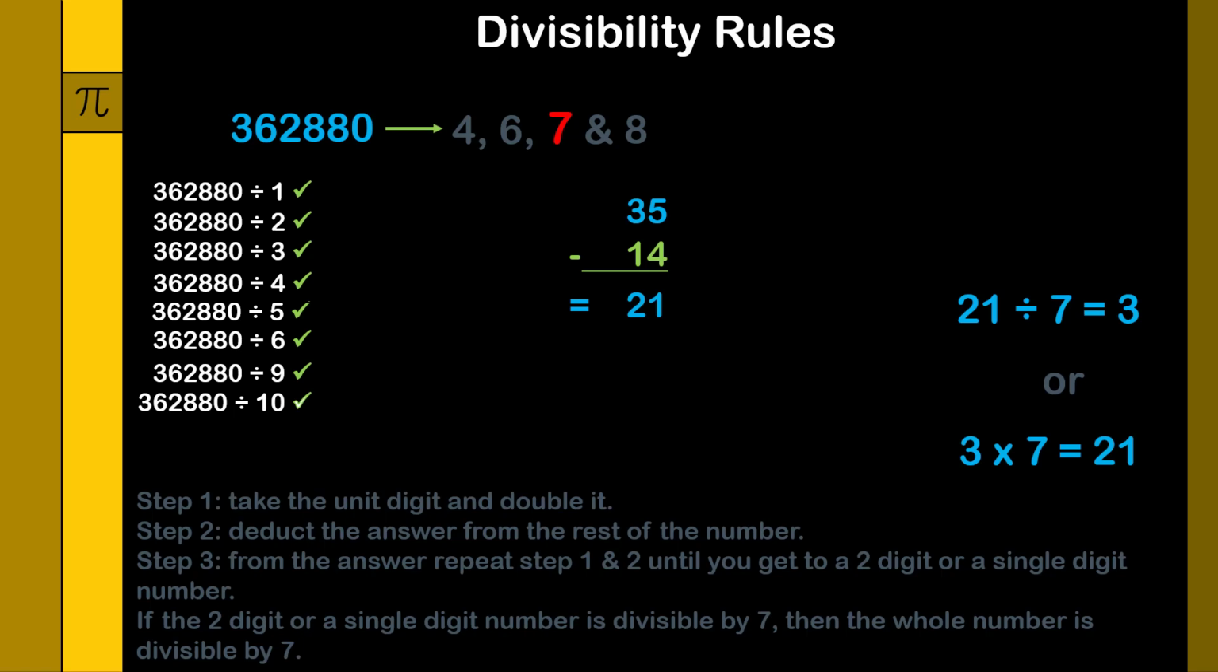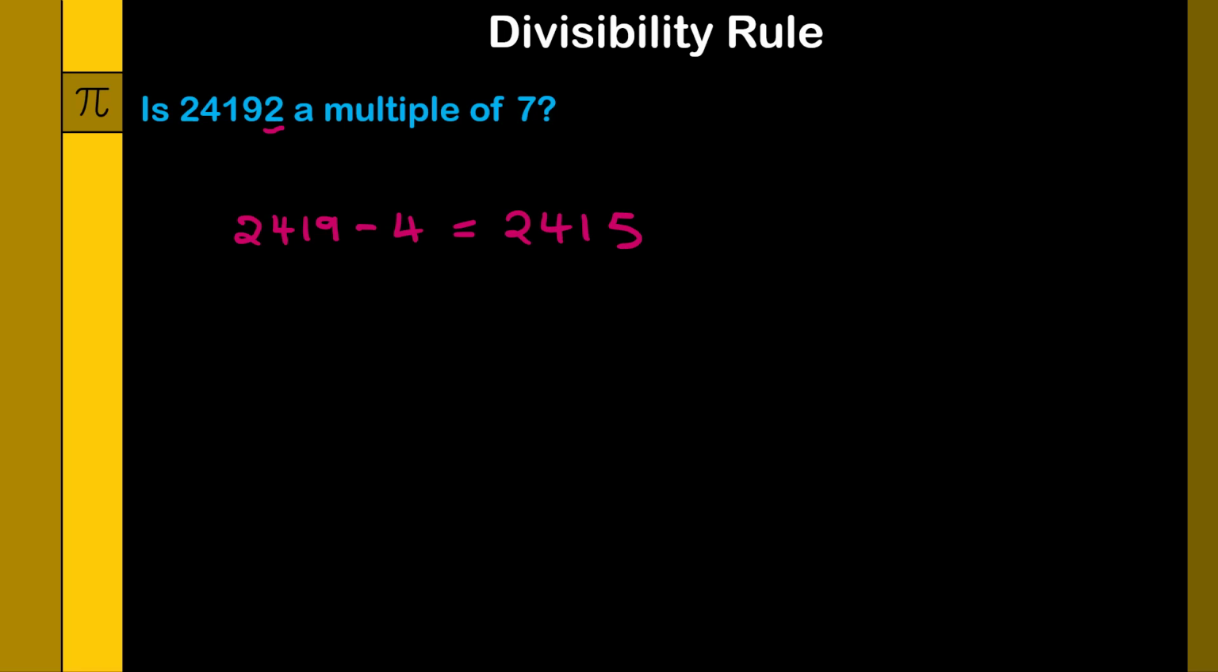Let me do one more example, and I will try to do the calculations mentally so you can see how fast it can be done. Is 24192 a multiple of 7? Right, let's find out. First, we double the unit digit and you get 4. Deduct the 4 from the remaining numbers. 2419 minus 4 is 2415. We double the unit digit, 5, and we get 10. Now we deduct the 10 from the remaining numbers.